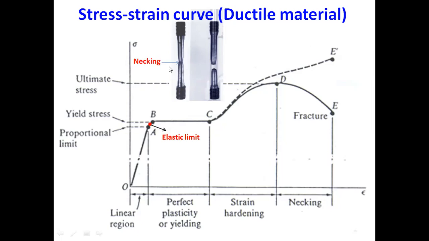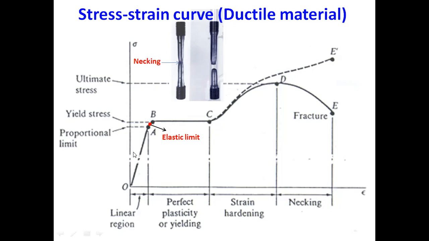So we could even see in the specimen where the failure may actually take place. Here you could see that at the necking portion, the failure has occurred. And this is where the fracture would occur. So we would have this stress strain curve.